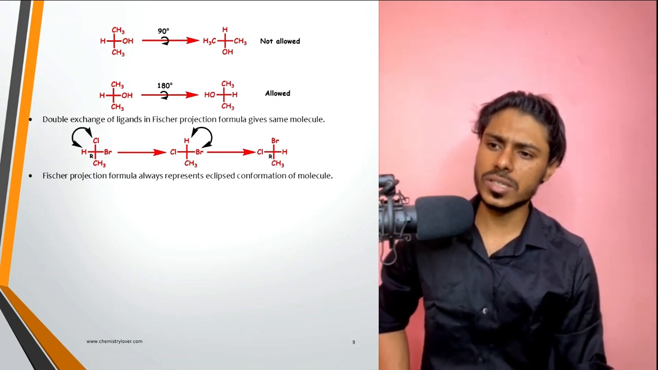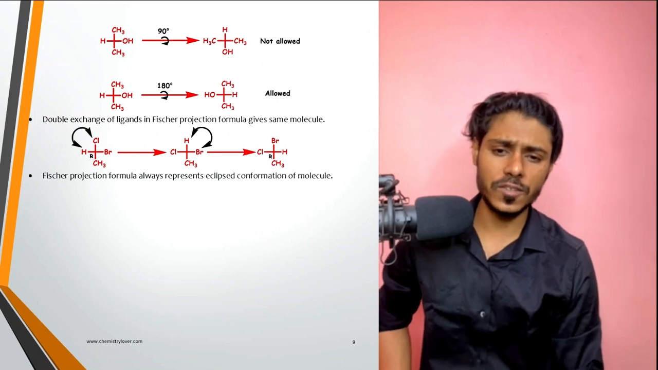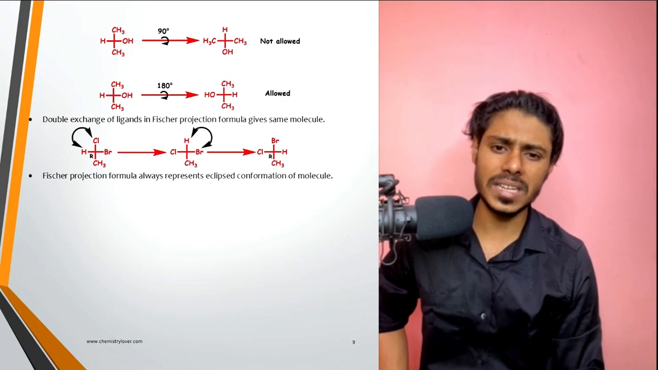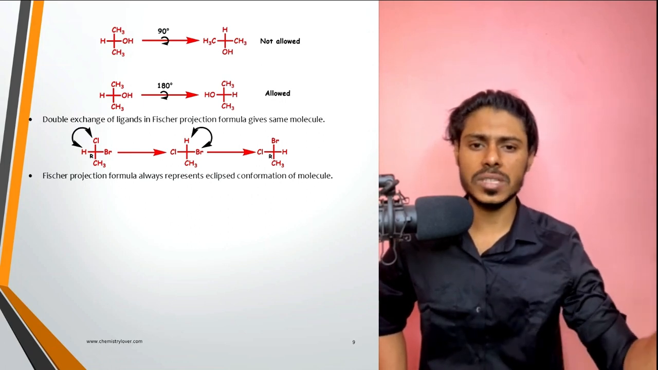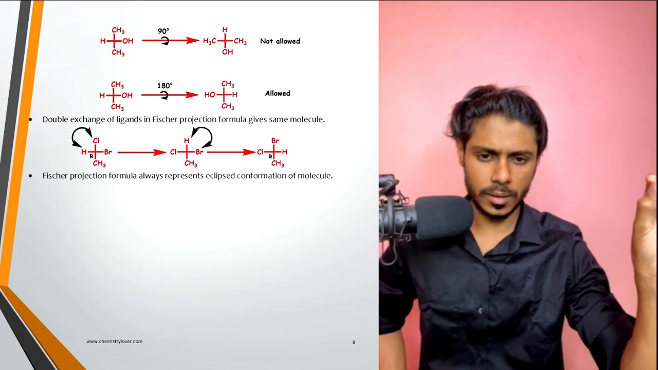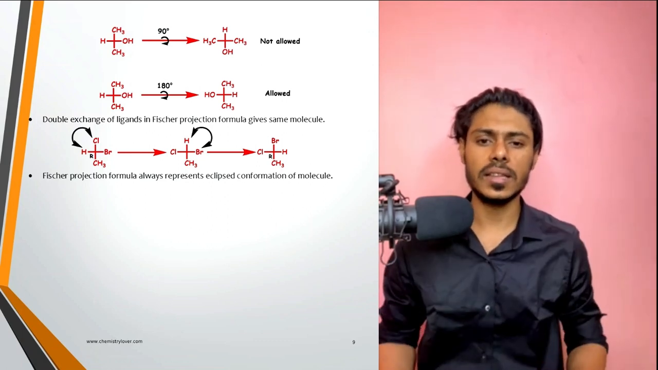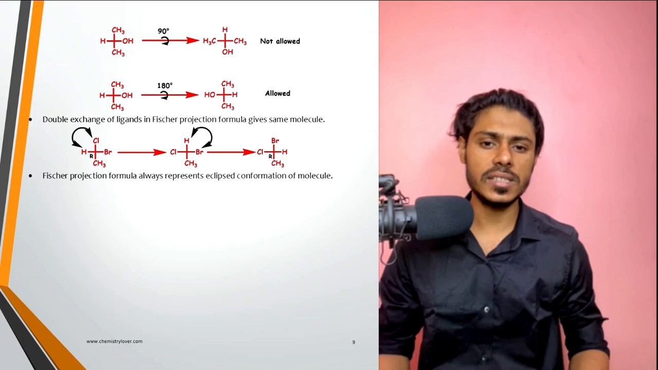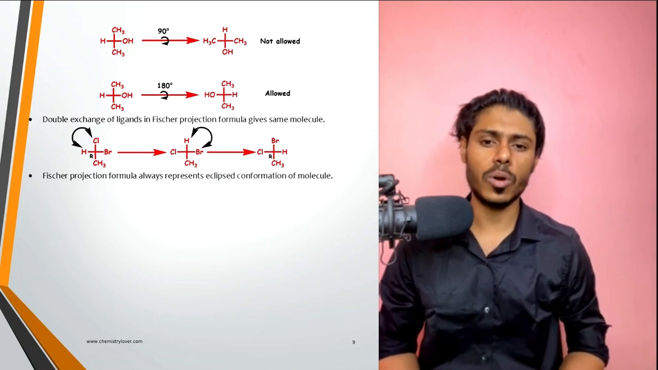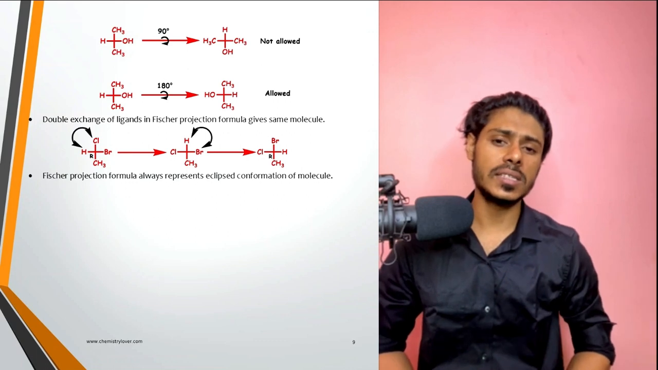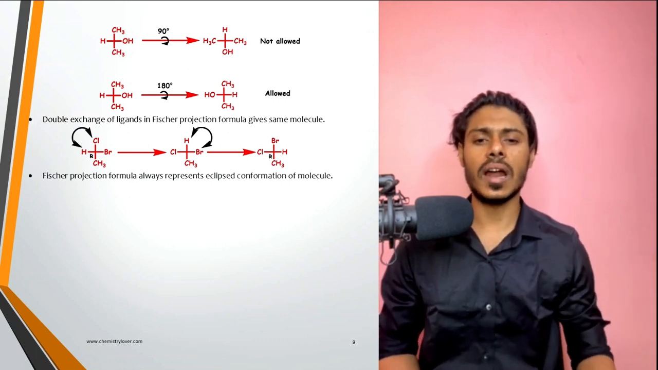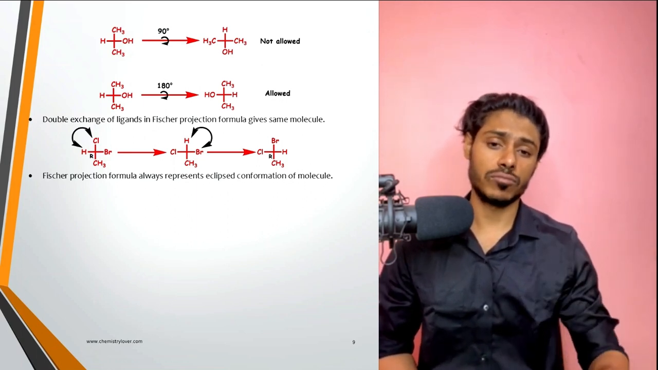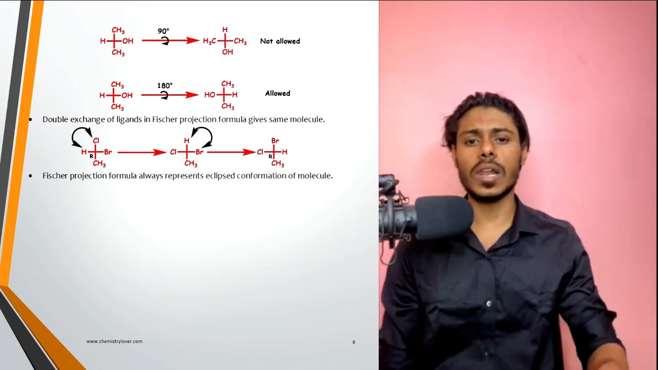And the last one, which is not a rule, but you have to remember that in the Fisher projection formula we represent a molecule in eclipsed form. So what is meant by eclipsed form? Eclipsed means the atoms in carbon 1 and atoms in carbon 2 are in the same plane, or the angle between them is 0 degrees, theoretically 0 degrees. So this is called eclipsed form. There is another form called staggered form, where the angle is around 60 degrees. So we will learn about eclipsed and staggered more when we discuss the conformational analysis of the molecule. So this is all about the Fisher projection formula.